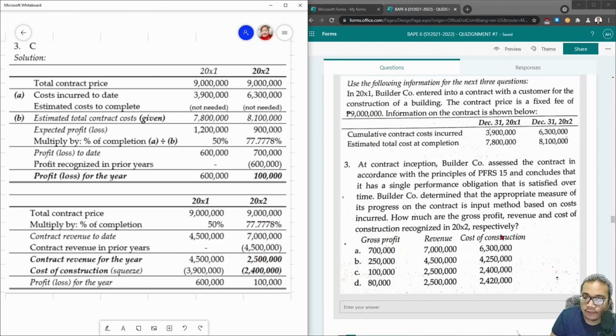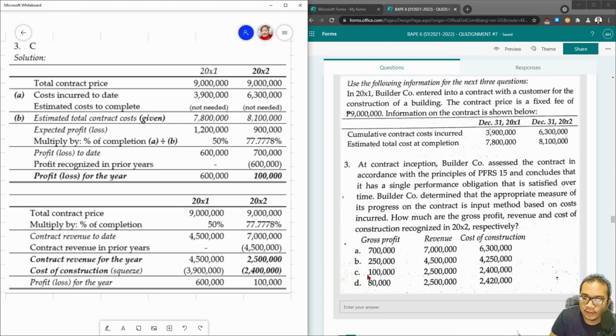So, may contract revenue na tayo, di ba? May revenue na tayo. 2.5 million. Then next, meron ka namang profit or loss for the year eh. Hindi mo alam yung cost of construction eh. Kaya nga pinapahanap sa'yo eh. Pero meron kang profit or loss for the year. It's 600 and 100,000. So, input mo lang sila dito. 3.9, 2.4. O yun, meron ka na. 2.5, contract revenue for the year. 2.4, cost of construction. And 100 profit.